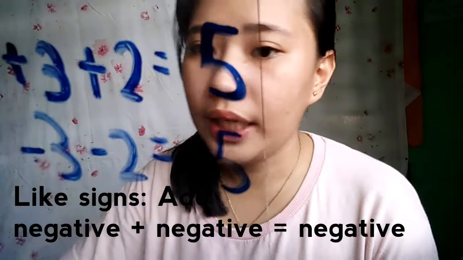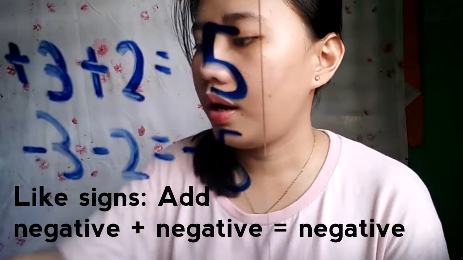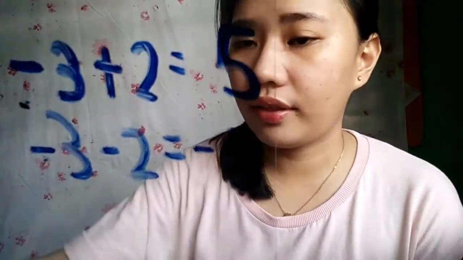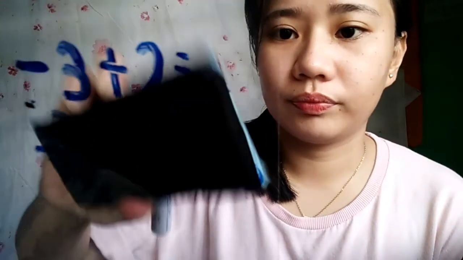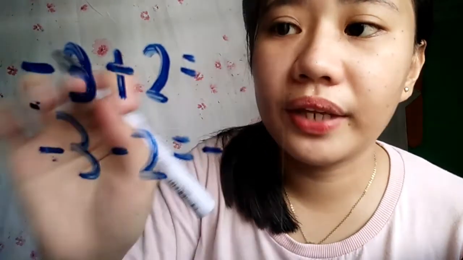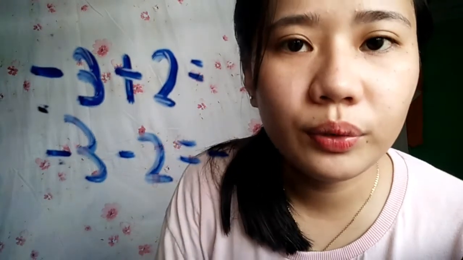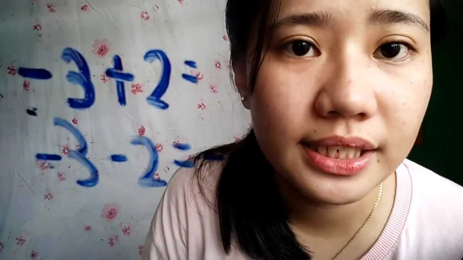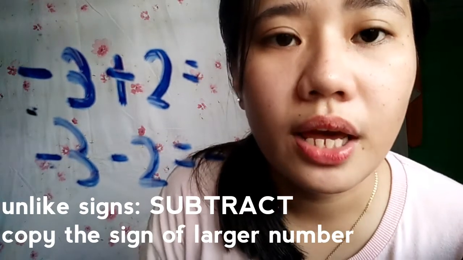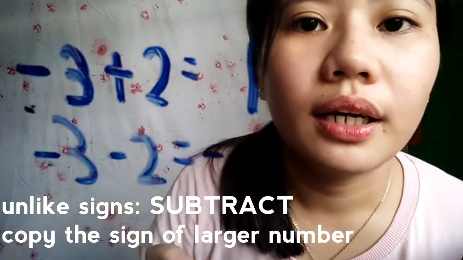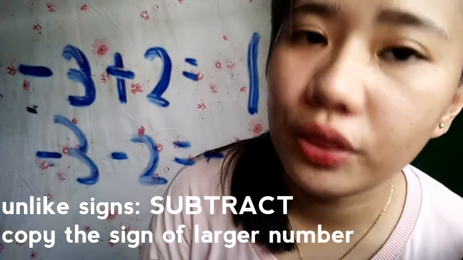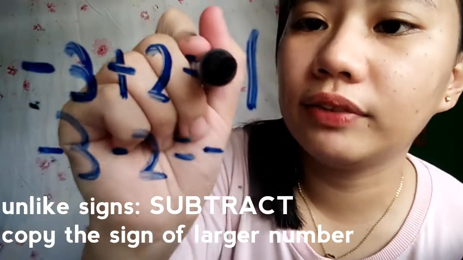Next, what if you have negative 3 plus 2? They are unlike signs because 3 is negative and 2 is positive. The rule says that if they have unlike signs, or they are different from each other, then you will subtract the numbers. 3 minus 2 is 1. Always remember to copy the sign of the bigger number, which is 3. 3 is negative, so copy negative.